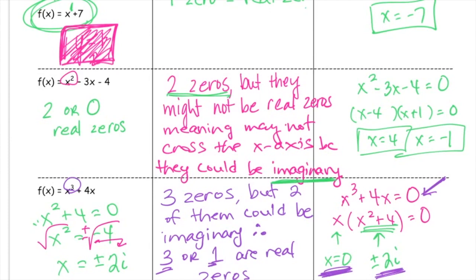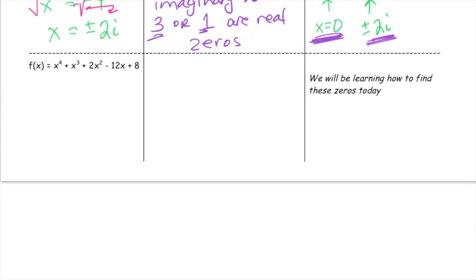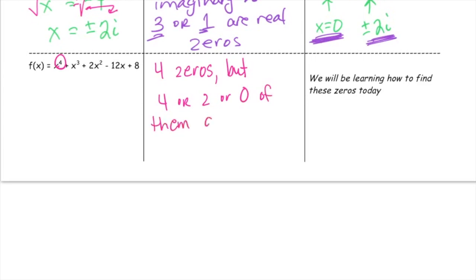Moving on to something to the 4th power. Well, keeping with what we've been saying here, if it's to the 4th power, that means I have 4 zeros, but 4 or 2 or 0 of them are real.